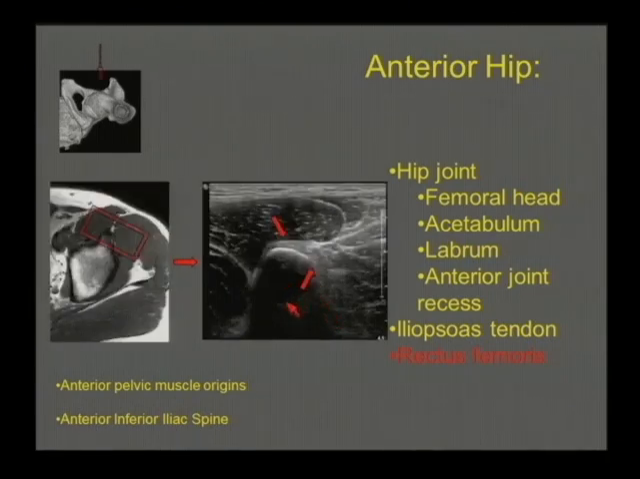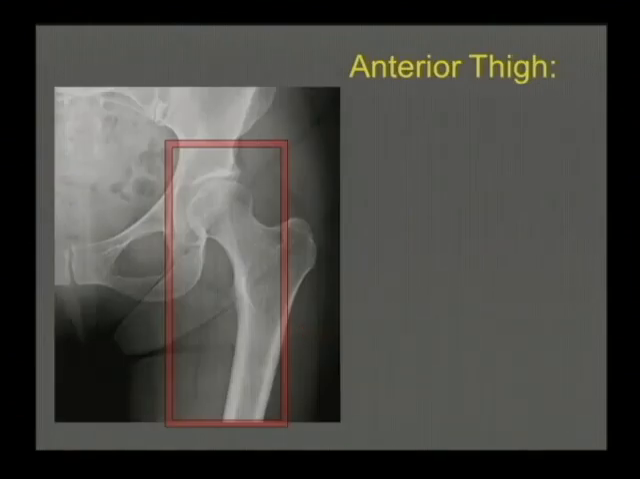Turning the transducer 90 degrees, we can see the long head right here, superficial to the bone. And then with the indirect head, a little bit more challenging to see along the inferior and more posterior margin of the same bony structure. So that provides a nice segue into evaluation of the anterior thigh.